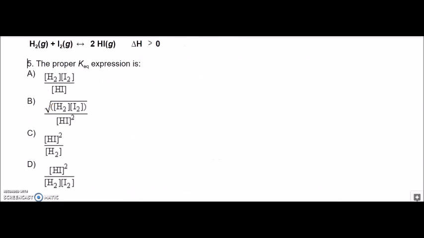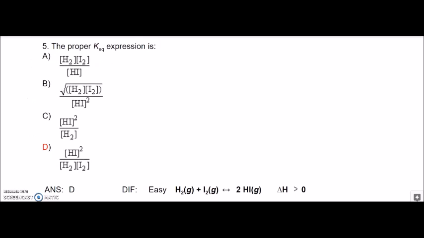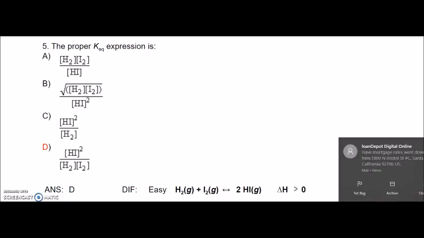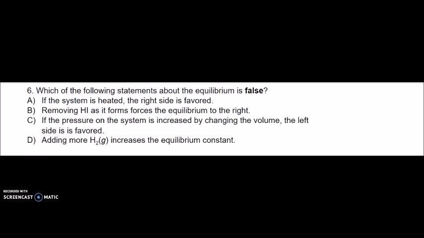So in number 5, you're given a reaction again, and they want you this time to write the proper K expression. Pause the video and check your answer. So our correct answer, of course, is letter D, because our product of the HI is raised to the second power, and our 2 reactants are in concentration on the bottom. Number 6, which of the following statements about the equilibrium is false? So read your choices. A, if the system is heated, the right side is favored.